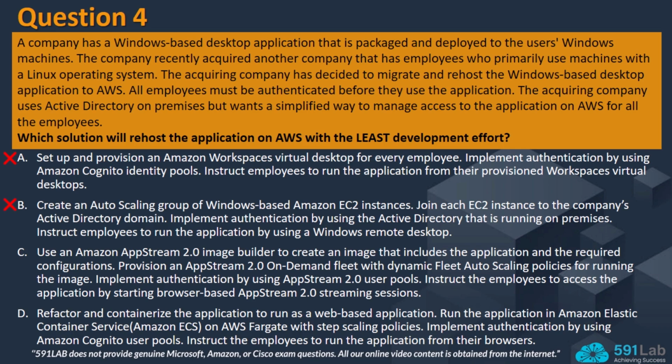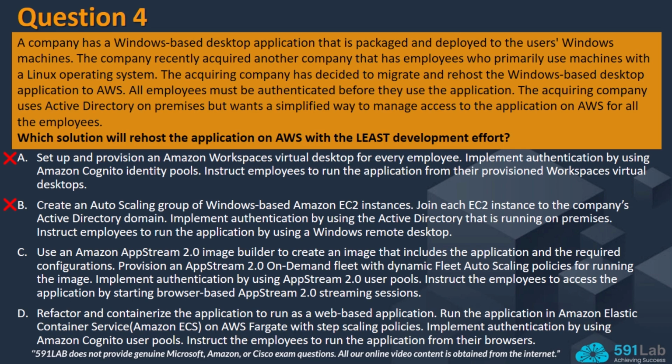Option C. Use an Amazon AppStream 2.0 image builder to create an image that includes the application and the required configurations. Provision an AppStream 2.0 on-demand fleet with dynamic fleet auto scaling policies for running the image. Implement authentication by using AppStream 2.0 user pools. Instruct the employees to access the application by starting browser-based AppStream 2.0 streaming sessions.